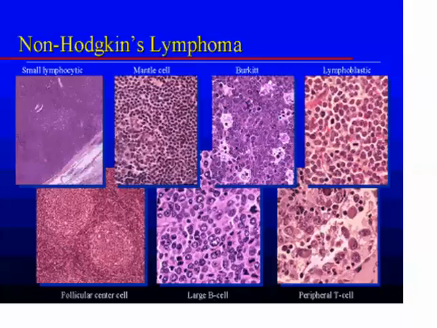Okay, now we're looking at the correct slide. We're looking at non-Hodgkin's lymphoma, and here we're looking at small lymphocytic, mantle cell, Burkitt's, lymphoblastic, follicular center cell, large B cell, and peripheral T cell. These are all non-Hodgkin lymphomas.